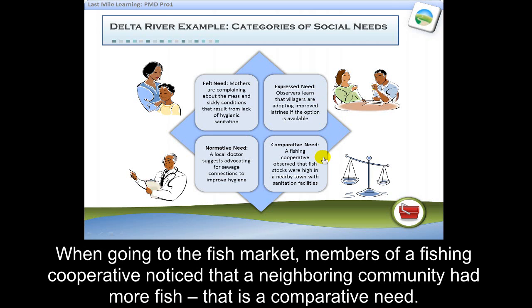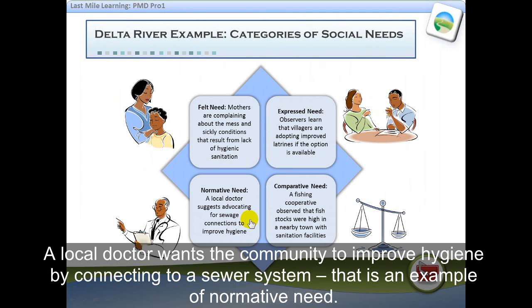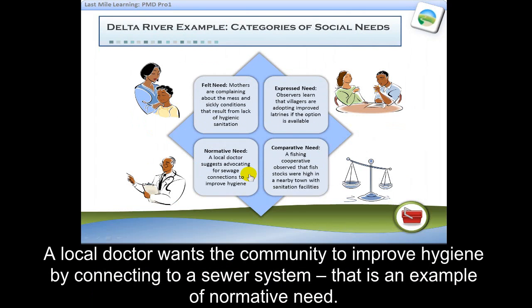When going to the fish market, members of the fishing cooperative noticed that a neighboring community had more fish than them. That is a comparative need. A local doctor wants the community to improve hygiene by connecting to a sewer system. That is an example of normative need.